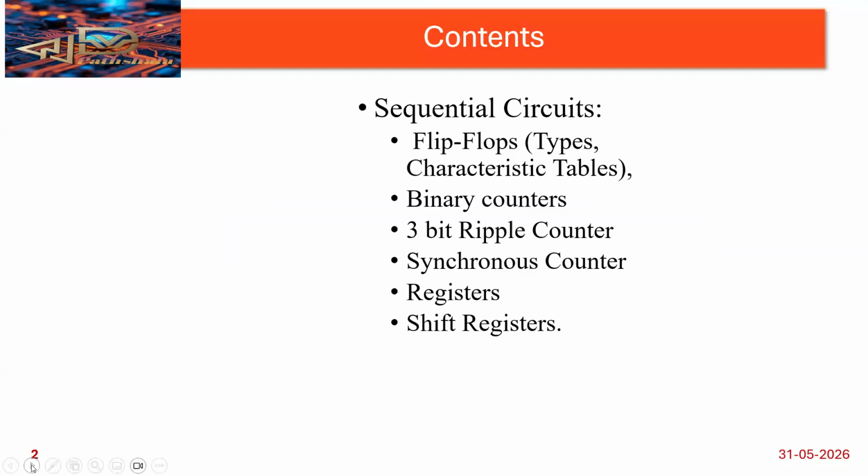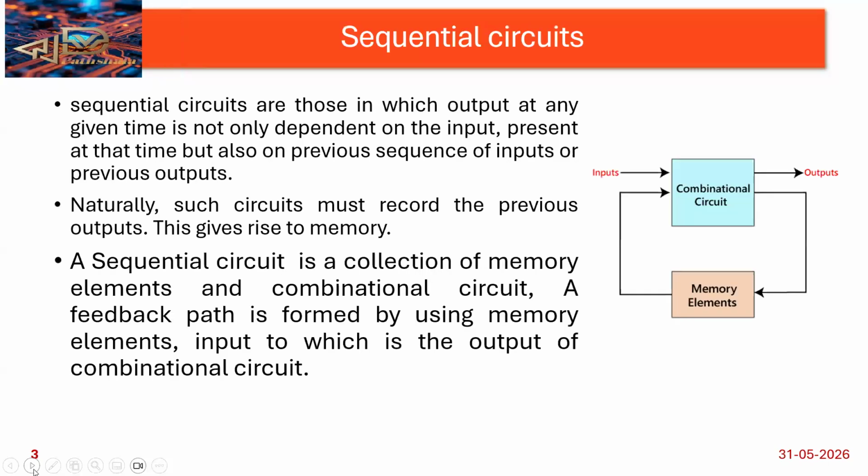So, what is the difference between the combinational and sequential? These are the topics we want to learn: flip-flops and binary counters, 3-bit ripple counter, synchronous counter, registers, and shift registers. Okay, so these are the topics. I think FSMs are not updated here.